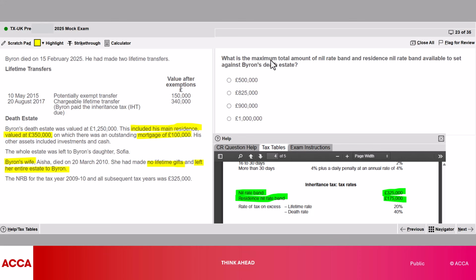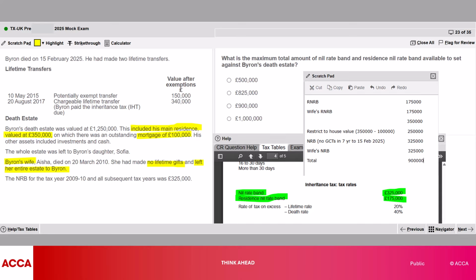And the question is, what's the maximum total amount of those two that is available to set against Byron's death estate? Now you do need to be a little bit careful here, because we have both of those 175 nil rate bands, but the house value has to be reduced by the mortgage, and you can't claim more residence nil rate band than the value of the house that actually goes into the estate.